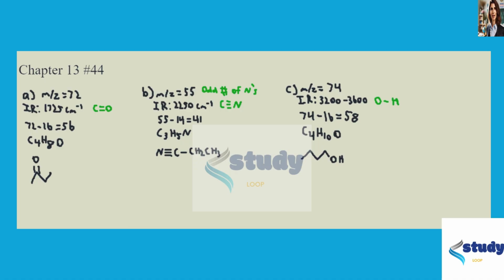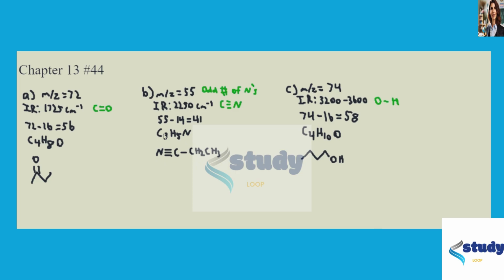For B, we're going to follow the same process. Our molecular ion is at 55 for B, and this stands out right away because it's an odd number. So we can assume that there are an odd number of nitrogens. Since it only weighs 55, probably 1 or maybe 3 nitrogens, but certainly not 5 nitrogens because, again, the molecule only weighs 55.